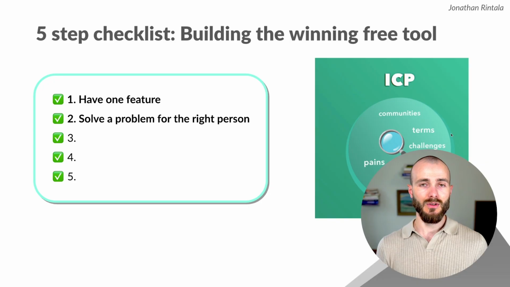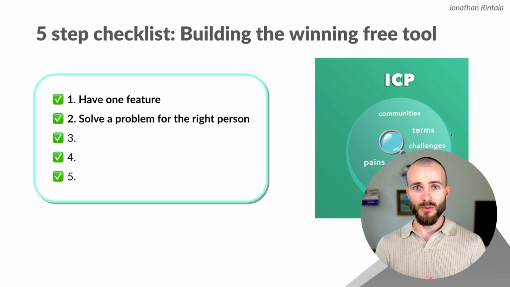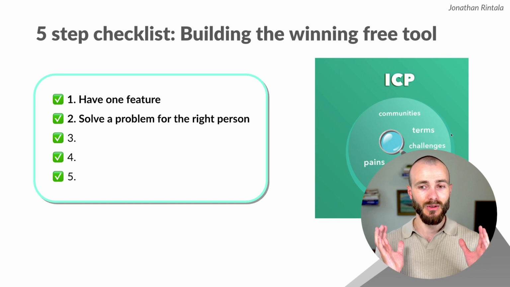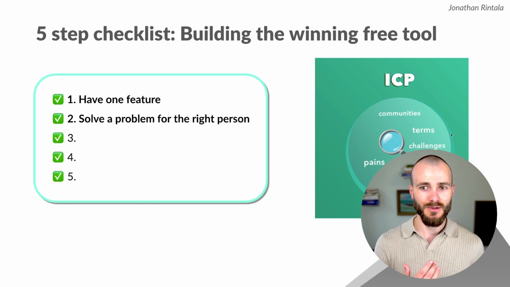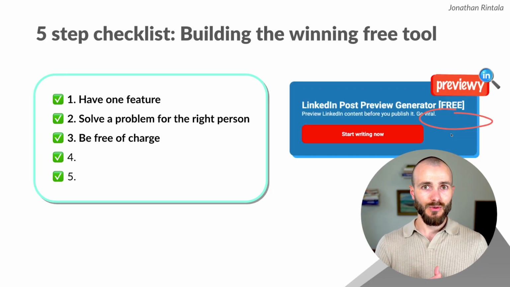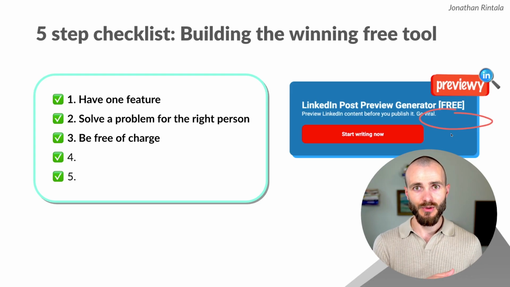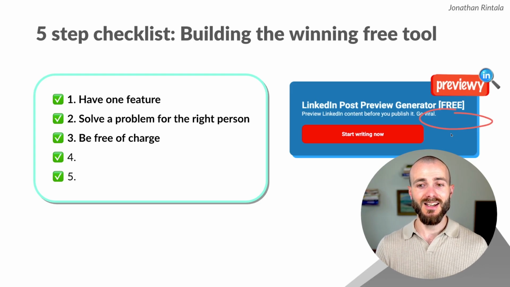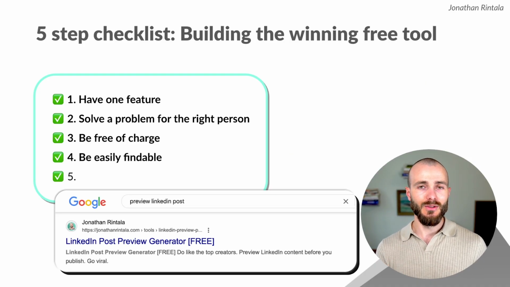Well, you should also solve a problem for the right person, meaning your ideal customer most likely. Find out who this is by characterizing it based on, for example, communities they like to join, terms they use, challenges, roles, pains they have, etc. You should also make it free of charge. For example, the LinkedIn post previewer I showed you, that is free to use, and that is something people like. So make it free.